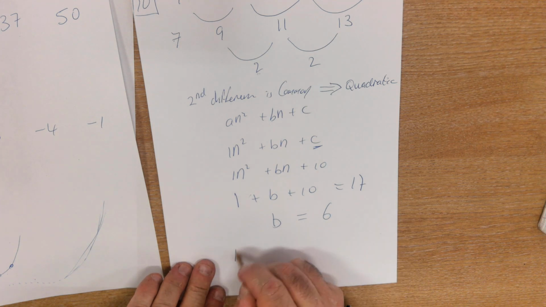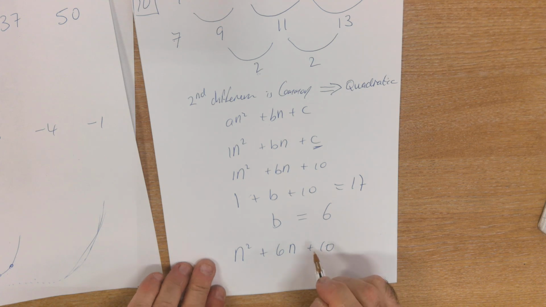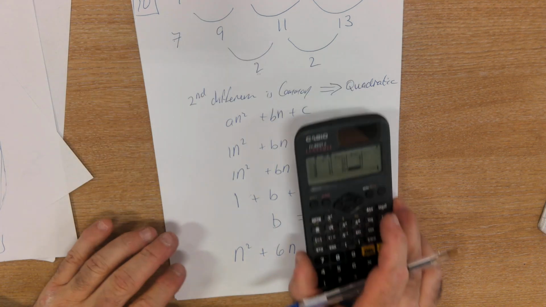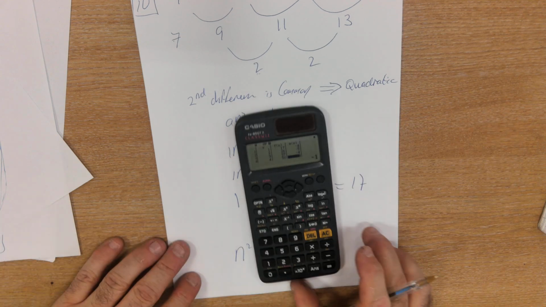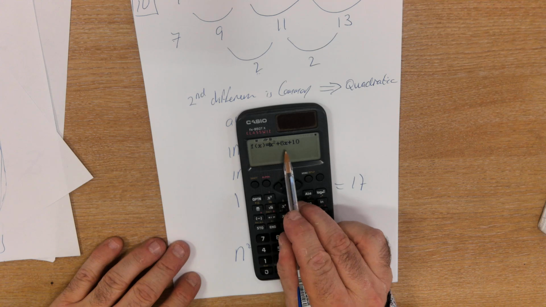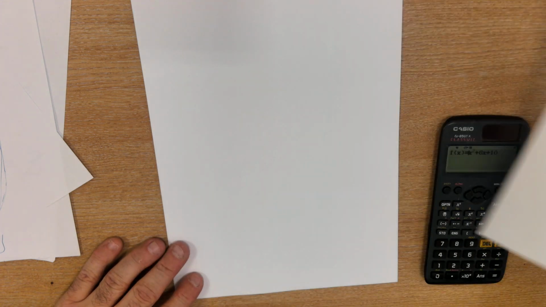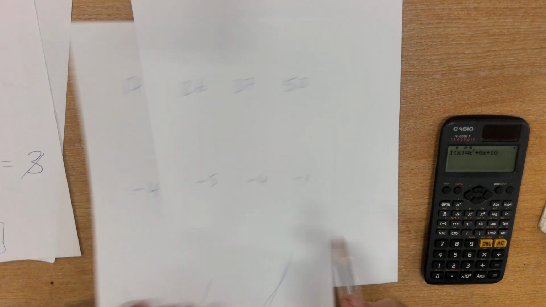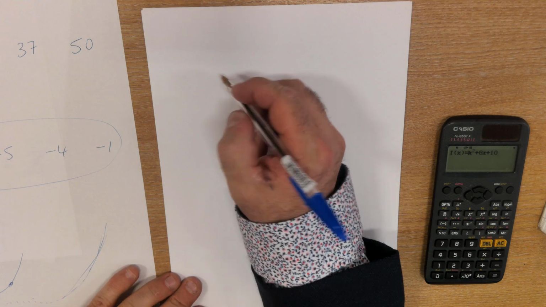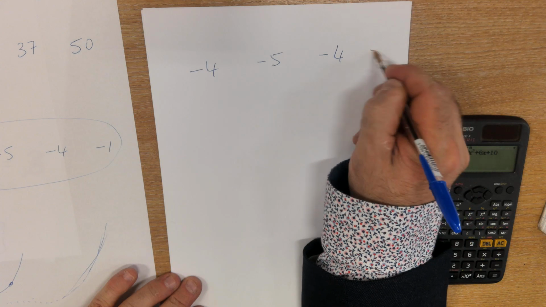Okay, and I have n squared plus 6n plus 10, and rather than have to go to the back of the book, I can push the AC button and see it again, and it's x squared plus 6x plus 10. Okay, now we take these numbers here, I just cue them up again at the top of the page. Minus 4, minus 5, minus 4, minus 1.